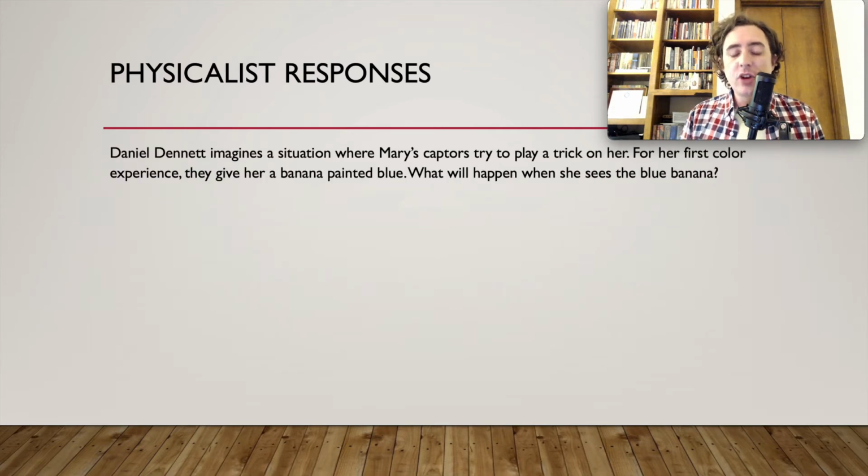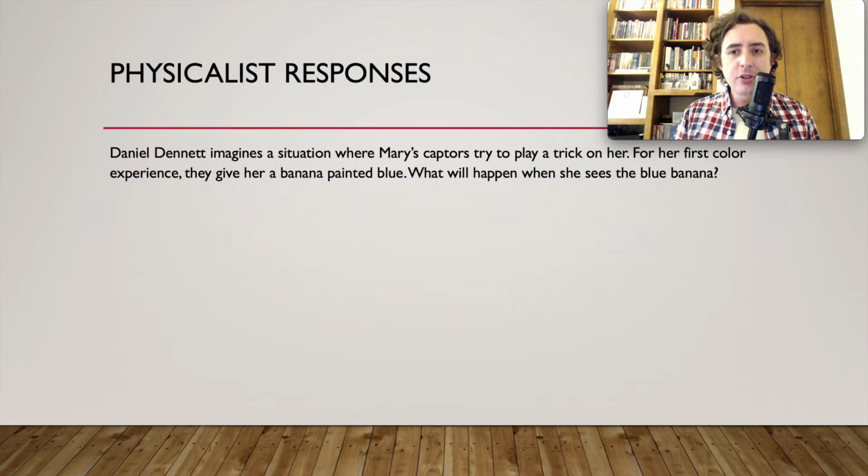So Dan Dennett tries to motivate this response by asking us to imagine a situation where Mary's captors try to play a trick on her. They're going to let her see color for the very first time, but they're not going to do it by letting her out of her room. They're going to come in, and they're going to be painted entirely black and white, and they're going to hand her a banana. And Mary knows that people call bananas yellow. She knows that bananas reflect the yellow wavelengths on the light spectrum, and she knows that people look at that color and they call it yellow.